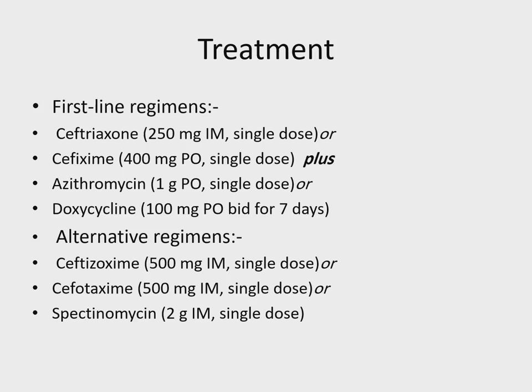As an alternative, we can give ceftriaxone 500 milligram IM, cefotaxime 500 milligram IM, or spectinomycin 2 gram IM. These can all be given as a single dose. And these alternative drugs only treat gonorrhea. The antibiotics for chlamydia are azithromycin and doxycycline.